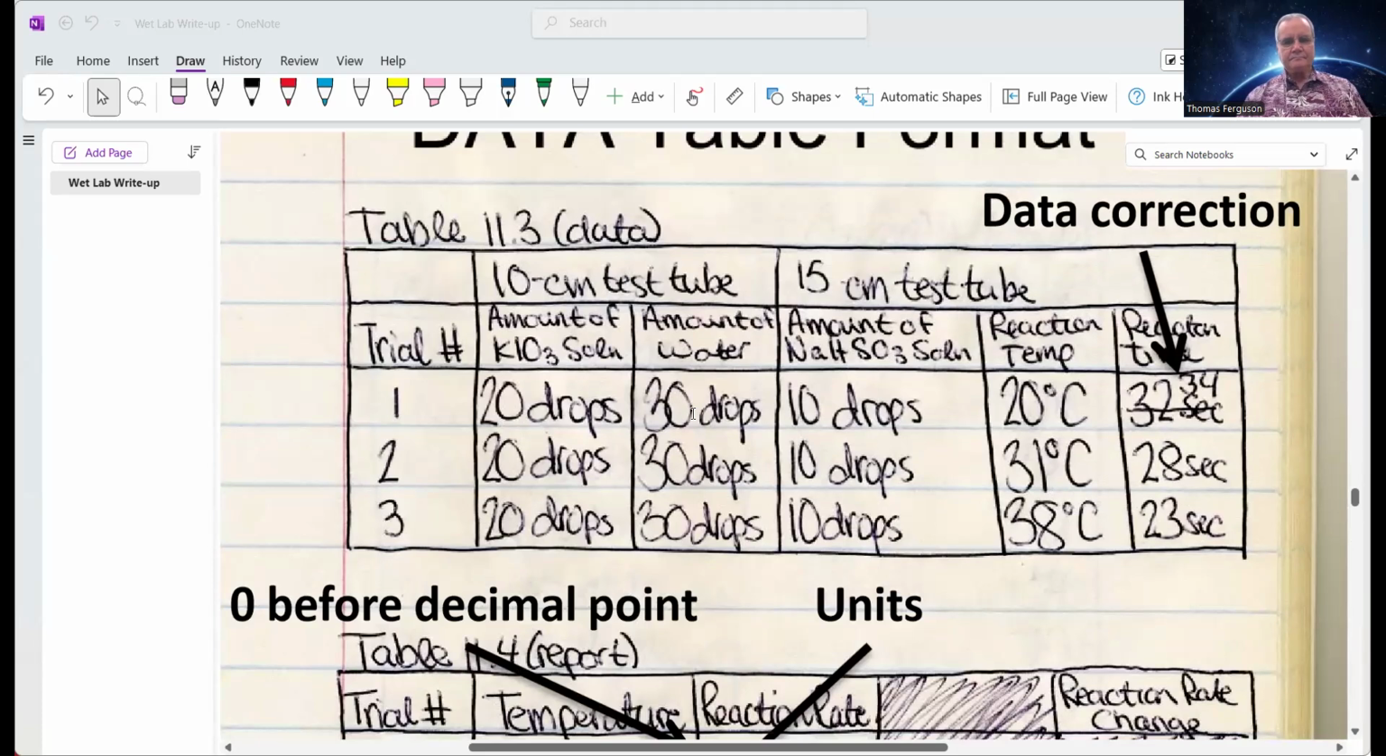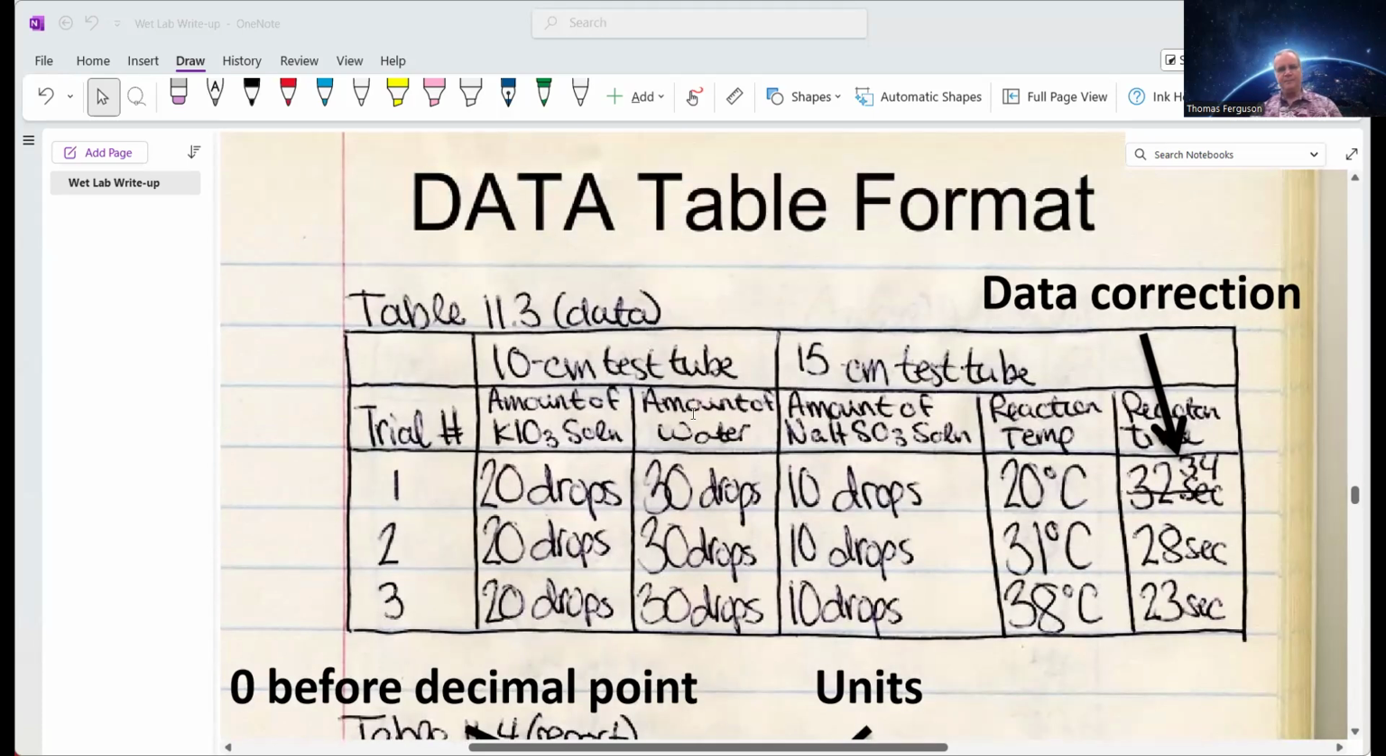Data table. The purpose of a data table is a place to put anything you've observed or measured and to help you be organized. Now, how do you do a data table? Data tables come from the procedure.